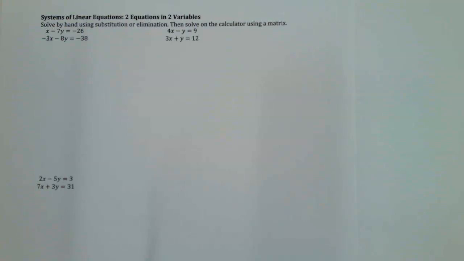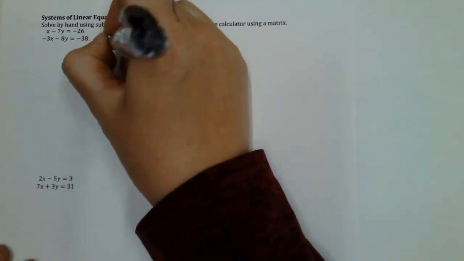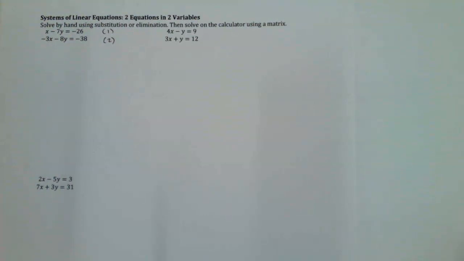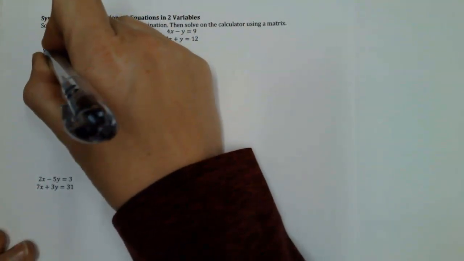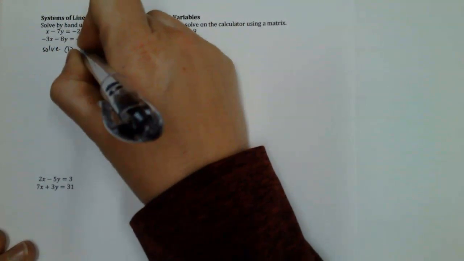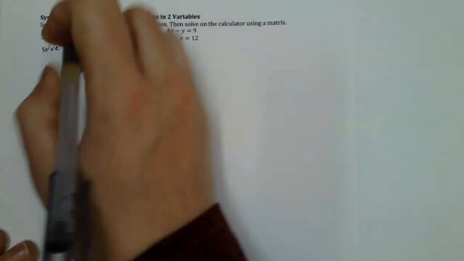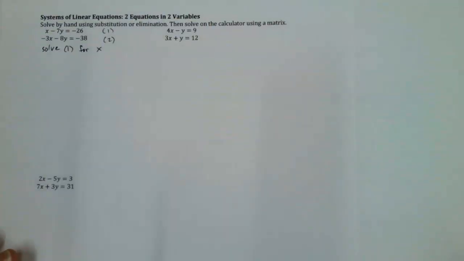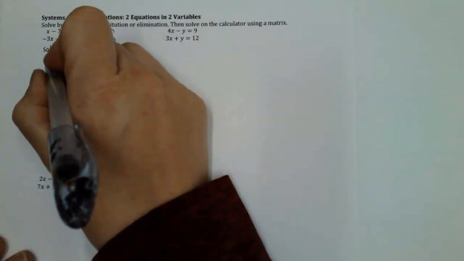So for the first one, let's go ahead and do substitution. I like to number my equations just to keep track. For substitution, we solve one equation for one variable. It does not matter which equation and which variable. Always do whichever one looks easiest. So here, let's solve that first equation for x, because that x has a 1 coefficient, which makes it easy to solve for.